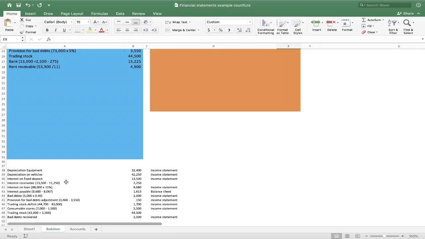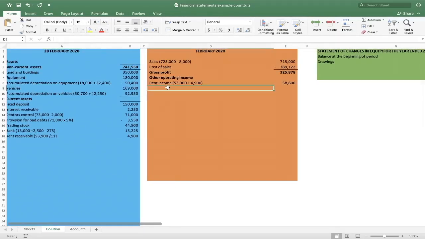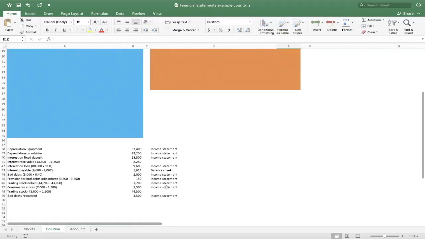And the other income that we have is bad debts recovered. Remember, we record that as an income, and we were given what the bad debt recovered is. So we're going to put that one as well under other operating income. So I'm going to put bad debts recovered, and the amount there is 2,500 Rand. Then I'm going to remove this income statement here just to show that we are done. The one without the label shows that we are done.